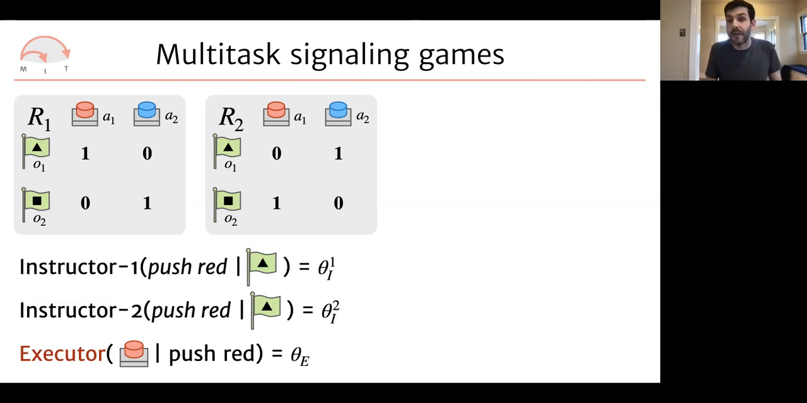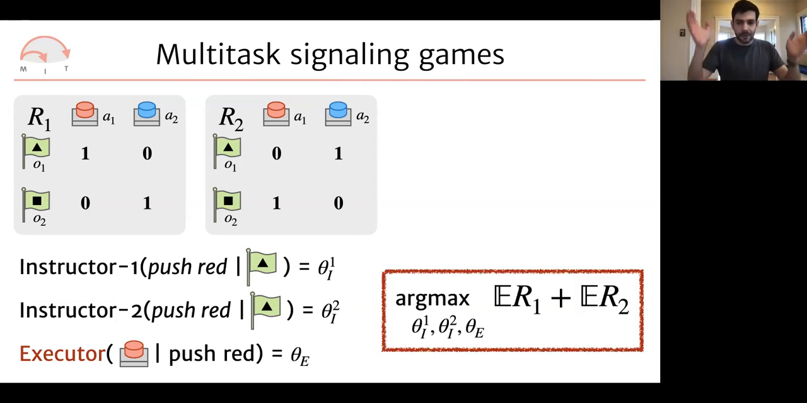And notice that this will only work for languages of the push red type and not for languages of the I see a triangle type, because the executor is not going to have enough information to know what the appropriate contextual interpretation of I see a triangle is. Okay, now that's our setup, and we're just going to optimize the expected reward 1 plus reward 2 simultaneously.